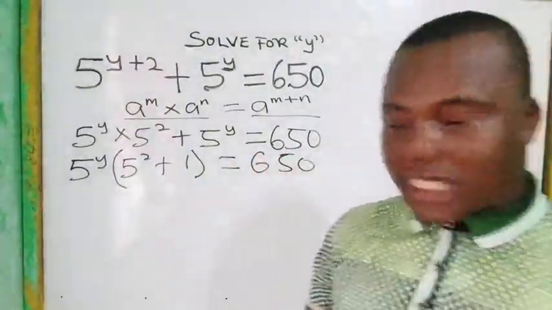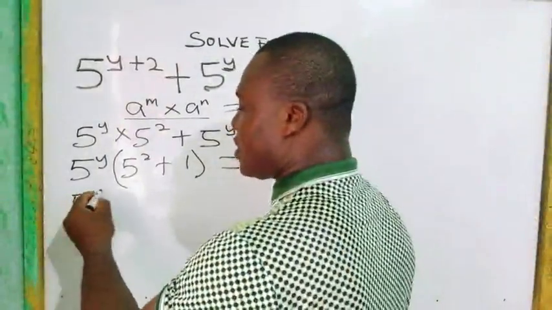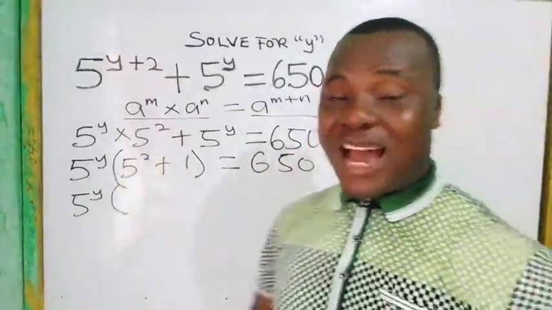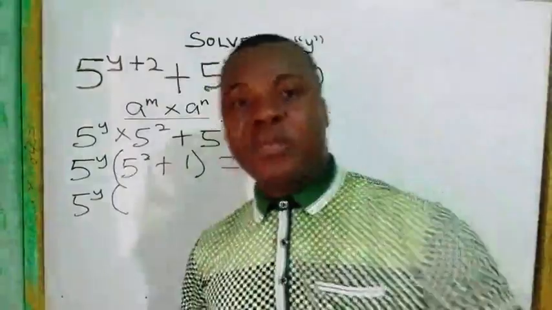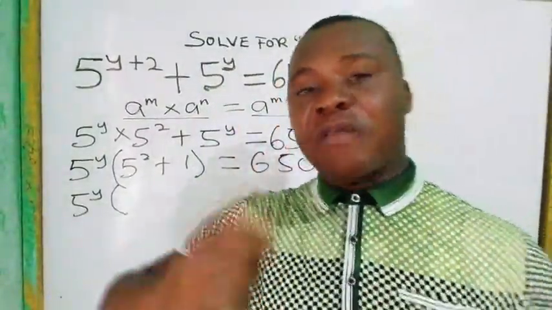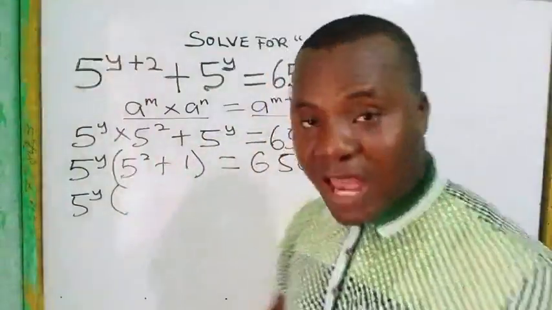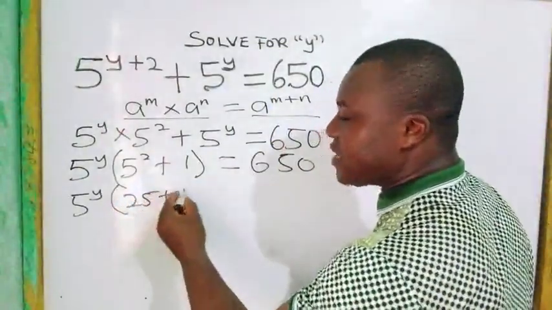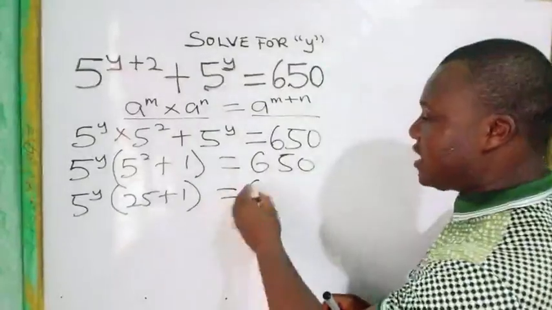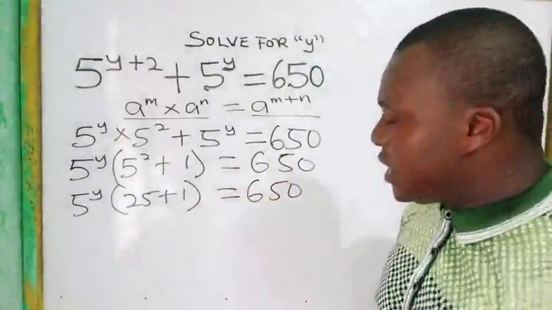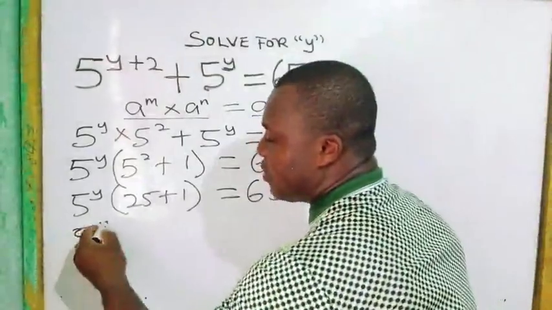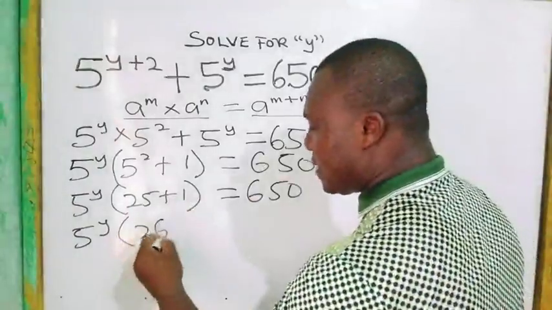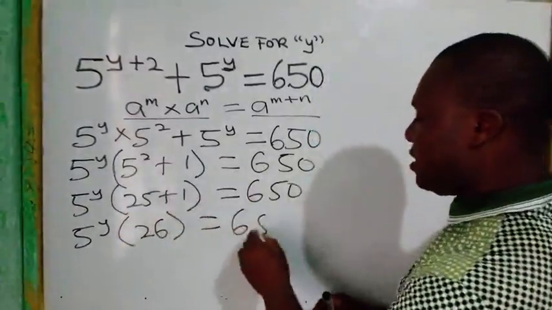So if we look at it carefully, we are going to have 5 raised to the power y into bracket 5 raised to the power 2, which is the same number multiplied by itself. So when you see 5 raised to the power 2, it means 5 times 5, which is 25. So we are going to have 5 raised to the power y into bracket 25 plus 1, which is 26, equal to 650.